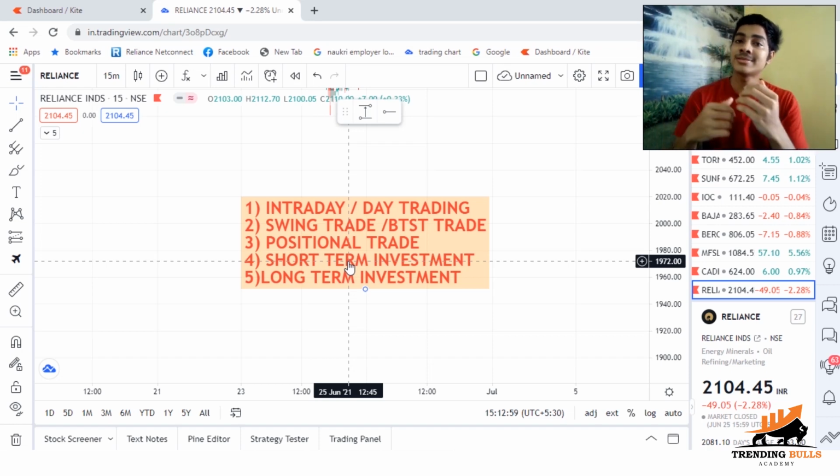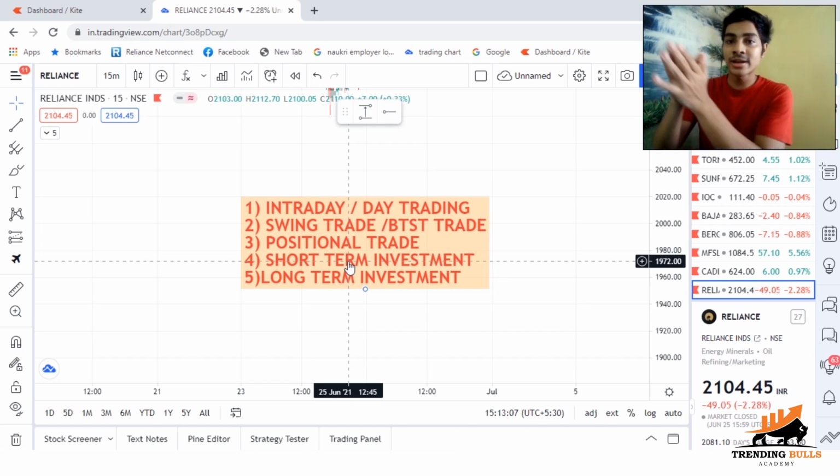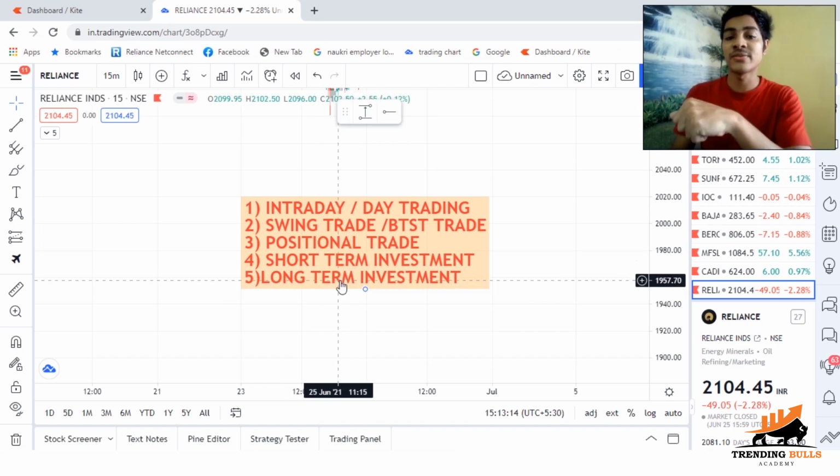So here the buying and selling concept is the same. You buy at a low price and you sell at a high price, but the time involved in holding a particular share is different. It is based on that holding period that we categorize trading into five types. So let's get started with the last one, that is the long term investment.